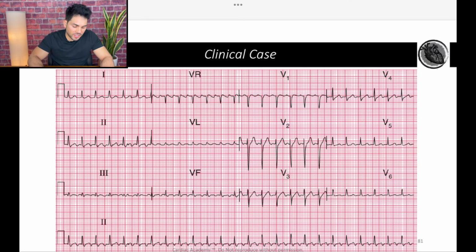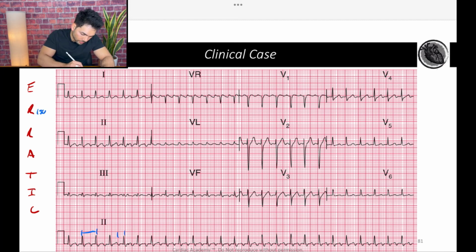Okay, last EKG. Again, mnemonic. We are learning to do this in a systematic way, okay? Right, rate. Let's look at the rhythm strip. We see that it's a regular rhythm, so we can use either the first or the second method. And in this case, we can see that it's 300, 150 beats per minute.